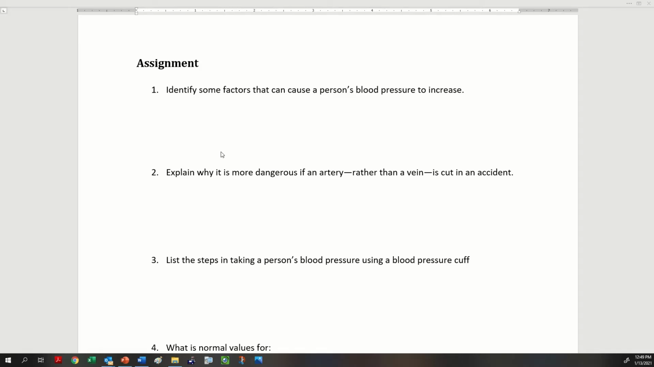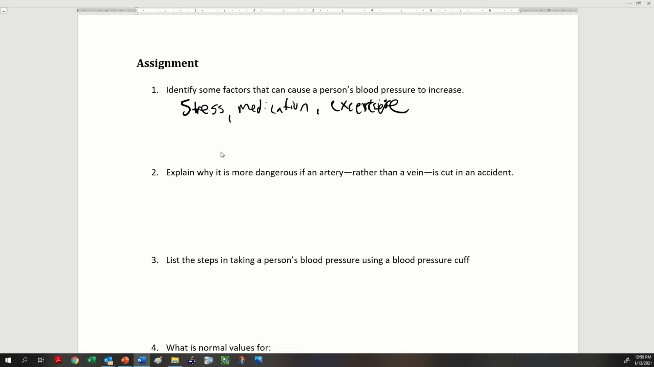So let's start off by going through the assignment. Identify some factors that can cause a person's blood pressure to increase. And we talked about how stress, medication, exercise, things like that can cause a person's blood pressure to increase.